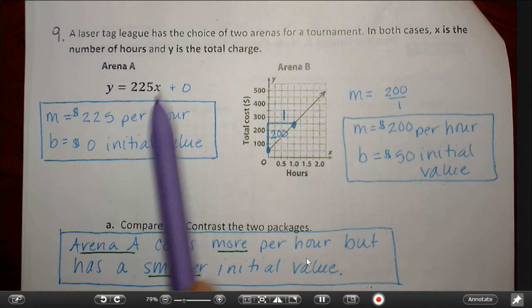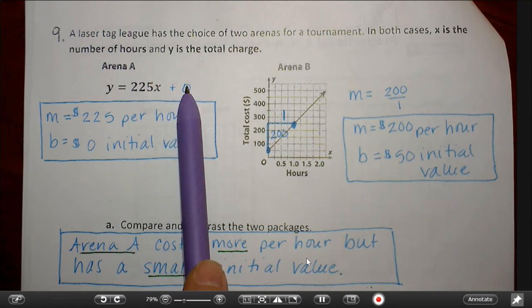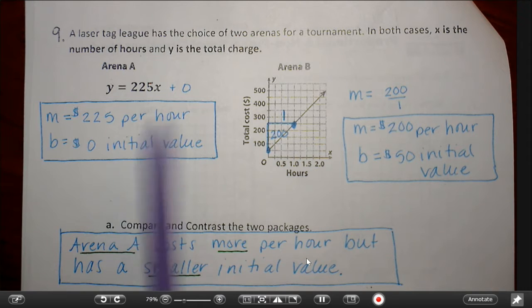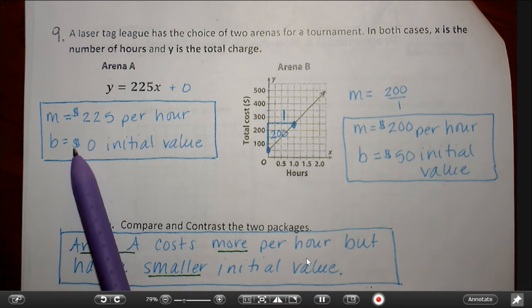So arena A, the slope is 225, the y-intercept is not there, so it's 0. And remember, your slope label is y per x, dollars per hour, and your y-intercept is a y label only, dollar, initial value.